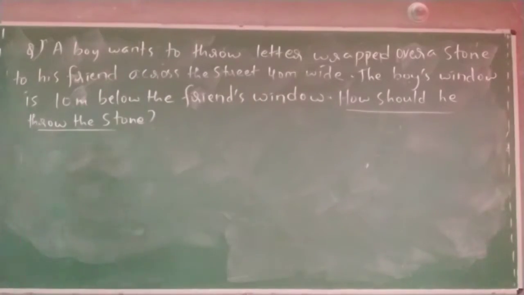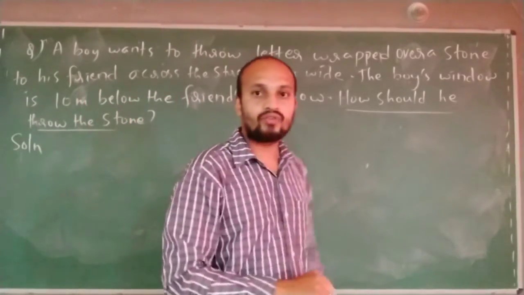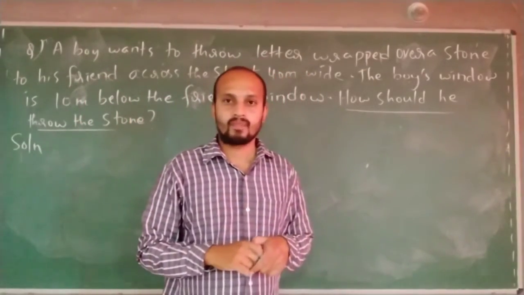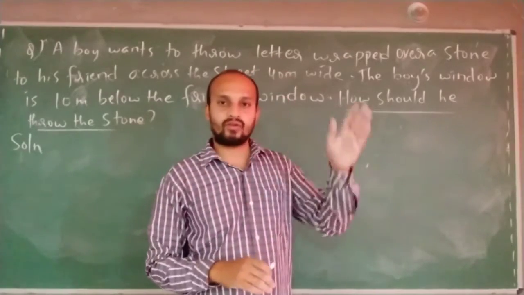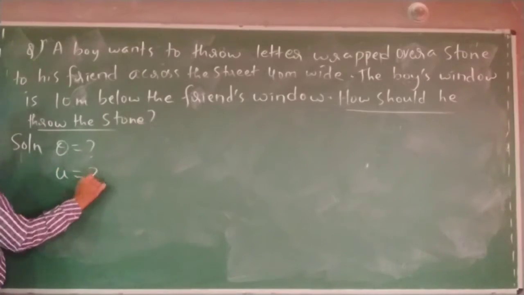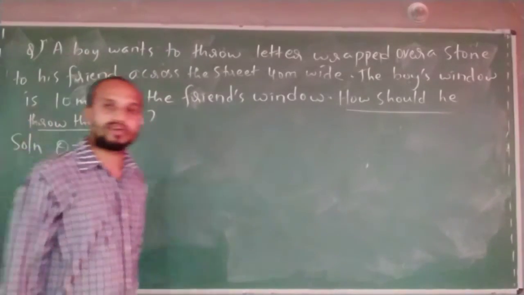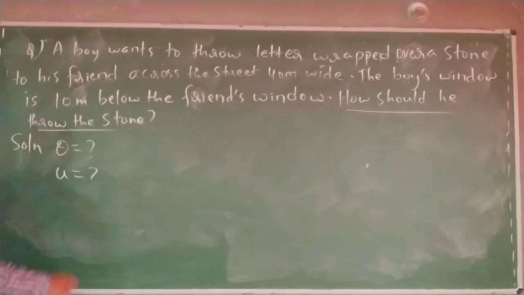When he is asking that question, he is asking what? He is asking how should he throw? If I want to throw a stone, how should I throw? I must throw with a particular initial velocity and a particular angle of projection. So what are the things I need to find? I need to find theta and u. That is the meaning of how should he throw the stone. So I must find the angle of projection and the initial velocity.